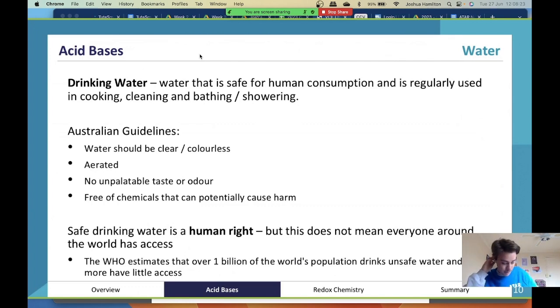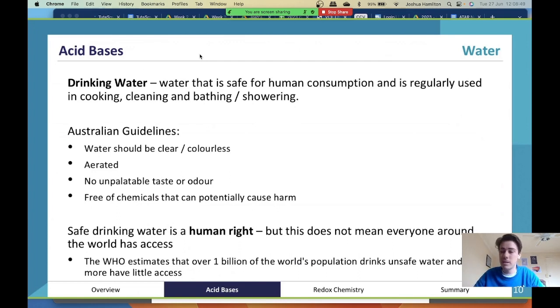So let's start off. Drinking water. We all drink water. We have to drink water. Sometimes we choose to drink other things, like I'm drinking coffee right now, but we all need to drink water. Drinking water is essentially what is safe for consumption. So the difference between water and drinking water is that it's safe for consumption. Our Australian guidelines say that water needs to be clear, it needs to be aerated, it needs to have no taste or odor, and it needs to be free of chemicals that can cause harm.